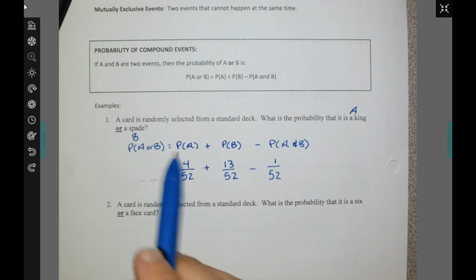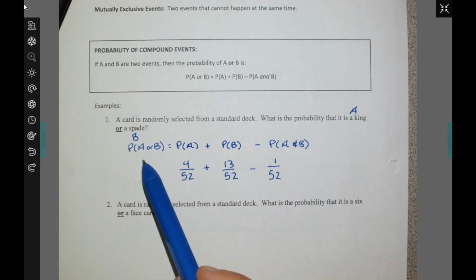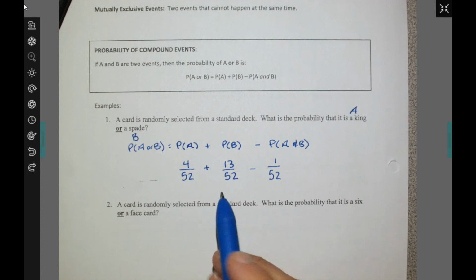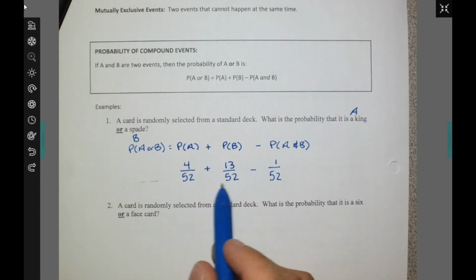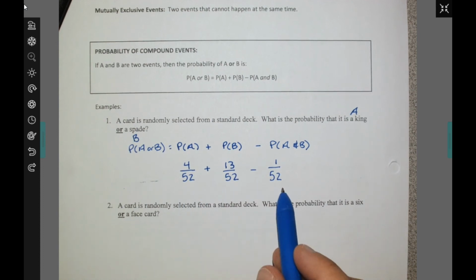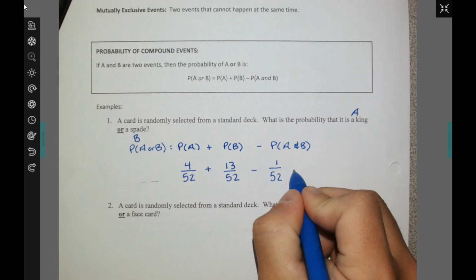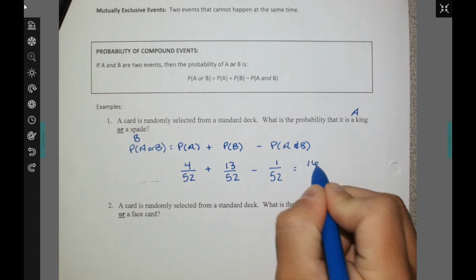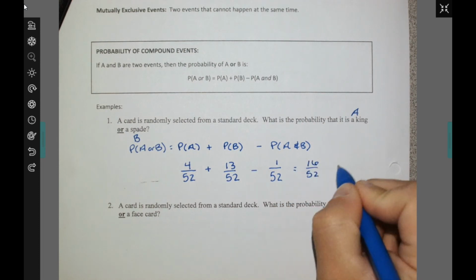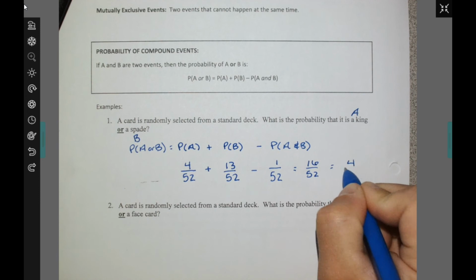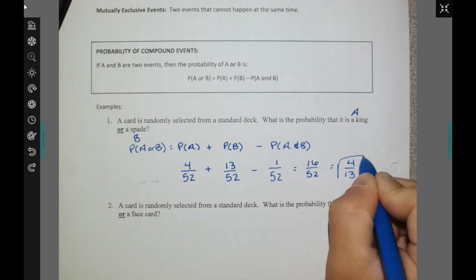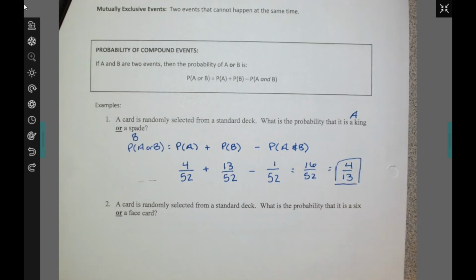Plugging in, we now have everything in our formula except the A or B, which is what we want. So we can go ahead and simplify these fractions. They all have common denominators, so we can go ahead and add them up and simplify. So it's going to end up being 16 over 52. Simplifying that fraction, it's going to give me 4/13. So that would be the probability of getting a spade or a king.